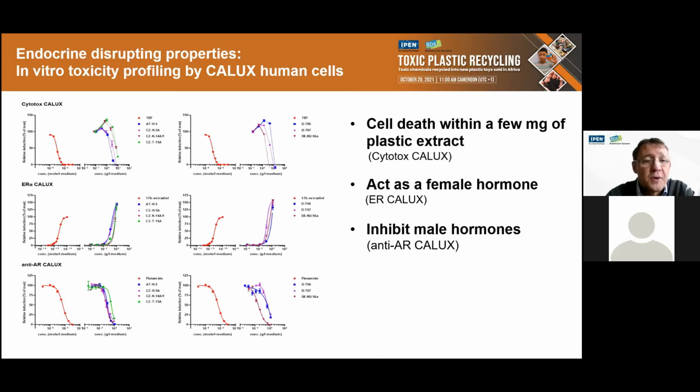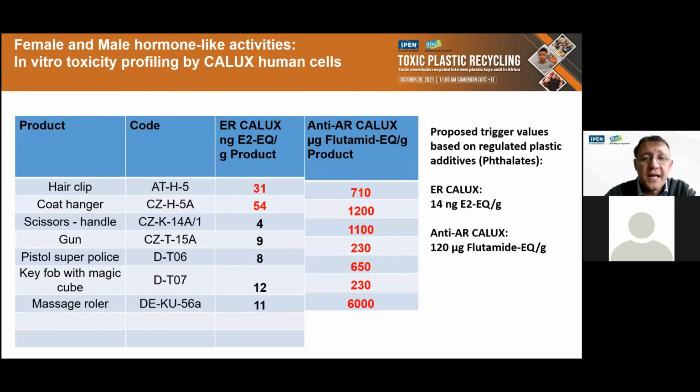We also tested those materials for endocrine disrupting properties. As you can see here, at first we tested with the cytotoxicity assays, then with the estrogenic assays and the inhibition of the male hormone, the anti-AR assays. And you see that all of those plastic toys and consumer products showed significant effects for endocrine disrupting properties in those bioassays. Those bioassays are also OECD approved, TG455 for the estrogen assays and TG458 for the anti-AR assays. So these are well-known bioassays for testing such endocrine disrupting properties.